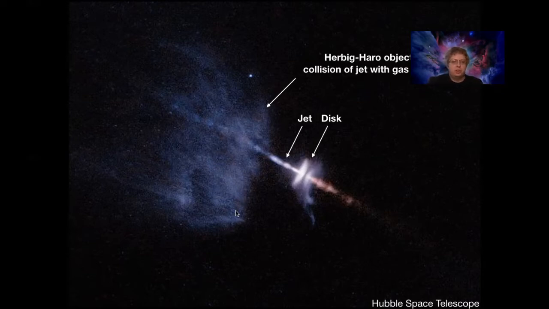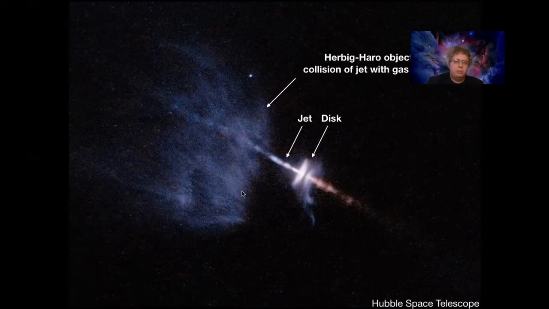This area over here is called a Herbig-Haro object. This is what happens when energetic material that's being shot out from the jet, as it gets too close to the star, gets wrapped around by the magnetic fields of the star and shot out the top and the bottom, collides with another area of gas. It heats it up and causes it to glow like this.